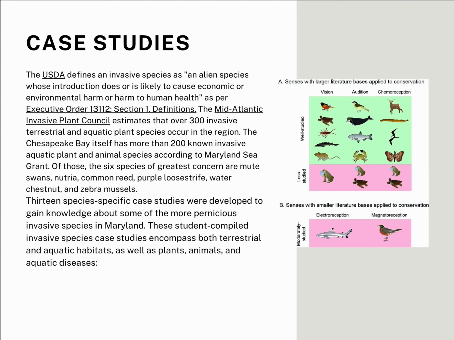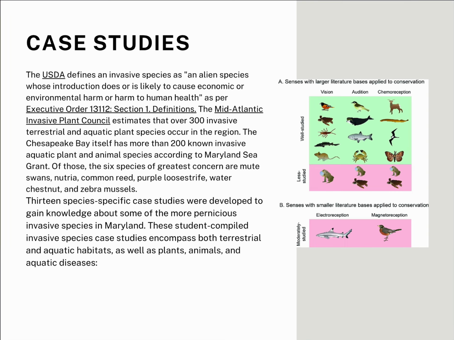Case studies. The USDA defines an invasive species as an alien species whose introduction does or is likely to cause economic or environmental harm to human health, as per Executive Order 113-0112, Section 1. Definitions. The Mid-Atlantic Invasive Plant Council estimates that over 300 invasive terrestrial and aquatic plant species occur in the region.